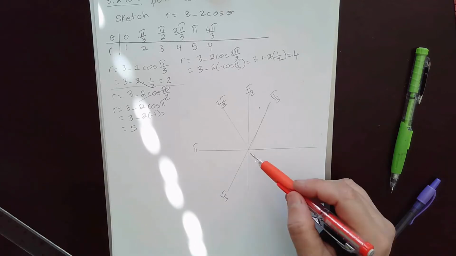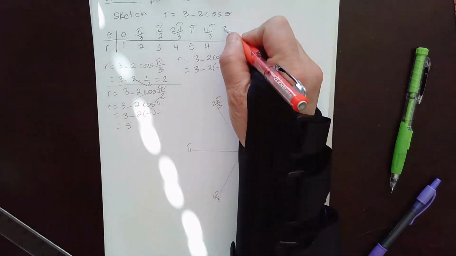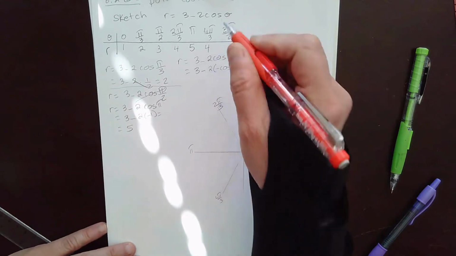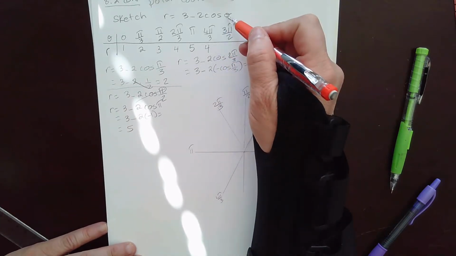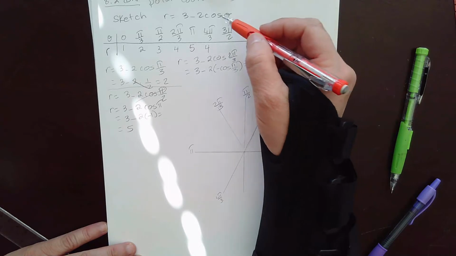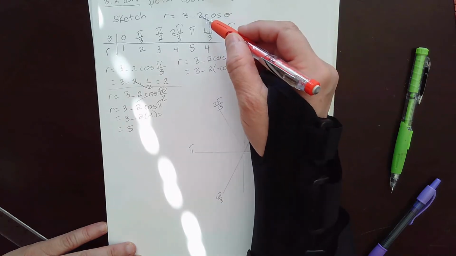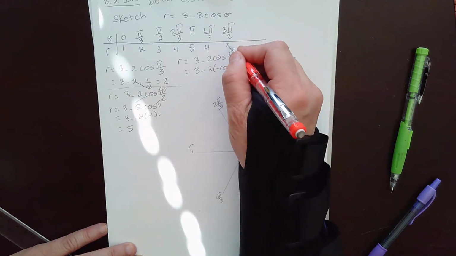All right, so let's select 3 pi over 2. That's easy to select because cosine 3 pi over 2 is 0, just like cosine pi over 2. So 0 times 2 is 0. So r would be 3.